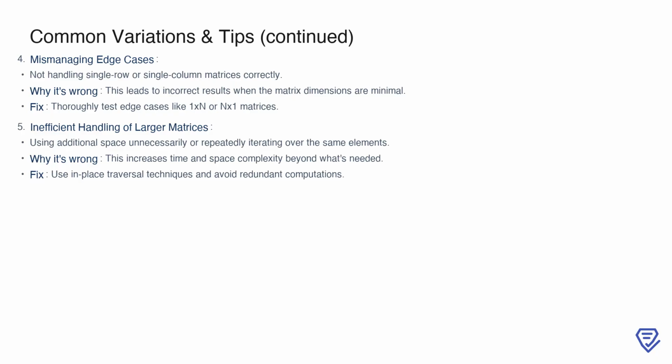Additionally, inefficiencies can arise when handling larger matrices. Using additional space unnecessarily or repeatedly iterating over the same elements can increase both time and space complexity. To optimize your approach, focus on in-place traversal techniques that minimize memory usage and eliminate redundant computations. By addressing these inefficiencies, you'll not only improve performance but also demonstrate a deeper understanding of the problem.